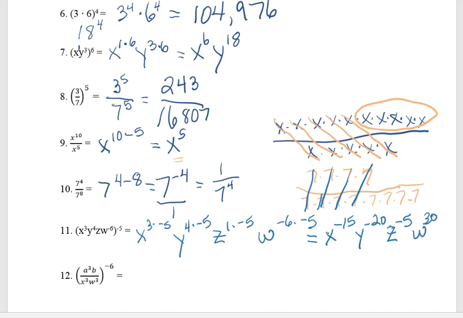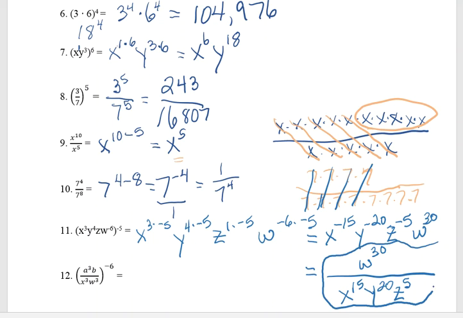Now right away I can see that x, y, and z all have negative exponents. I'm not allowed to have that. But my w is positive, so we're going to leave the w in the numerator. We're going to move the x to the denominator. We're going to move the y to the denominator. And we're going to move the z to the denominator. So this ends up being the final answer in that situation.